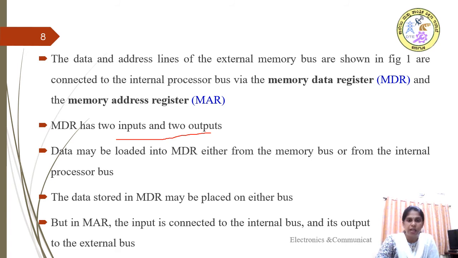Data stored in the MDR may be placed on either bus. But in the MAR, the input is connected to the internal bus and its output is connected to the external bus. MAR is always unidirectional only. The processor always issues the address to the memory, so the processor sends the address to the memory through the register MAR. There is only one direction for the MAR register.